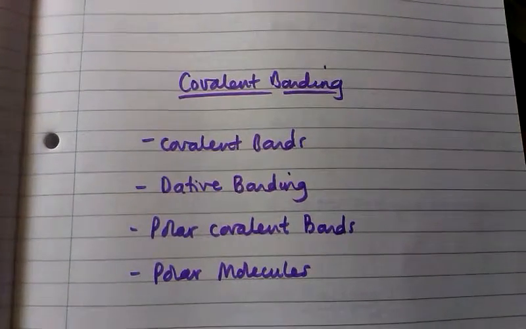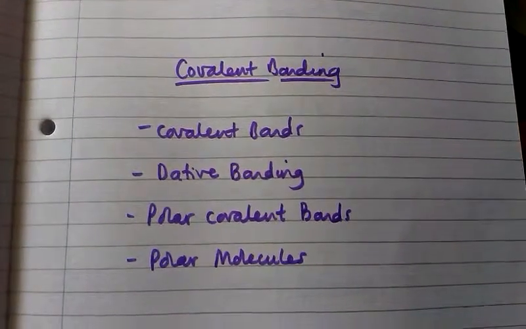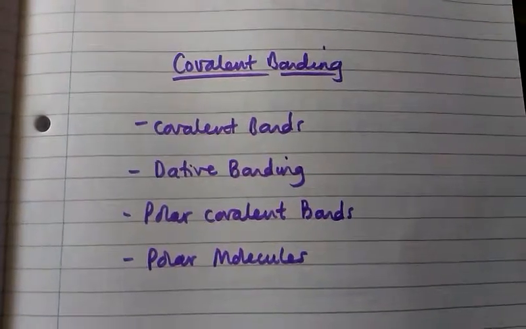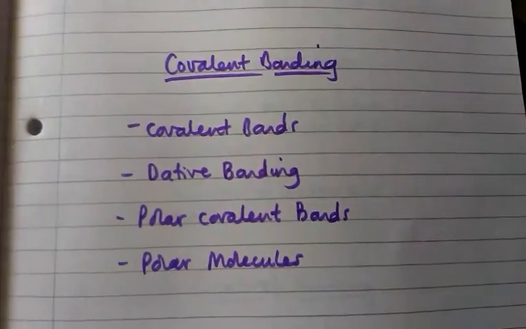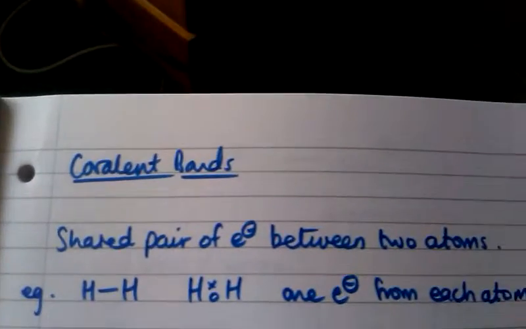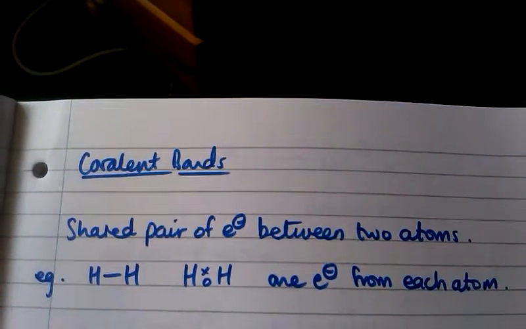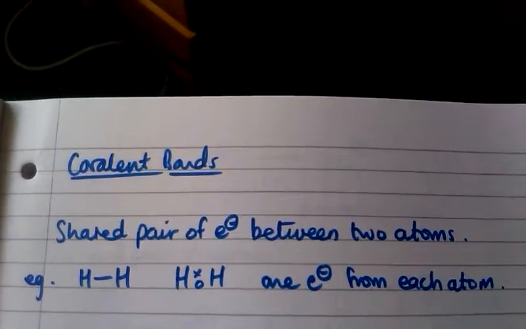This video will cover covalent bonding, so I'm going to go through covalent bonds, dative bonding, polar covalent bonds, and polar molecules. So covalent bonds are where we have a shared pair of electrons between two atoms.